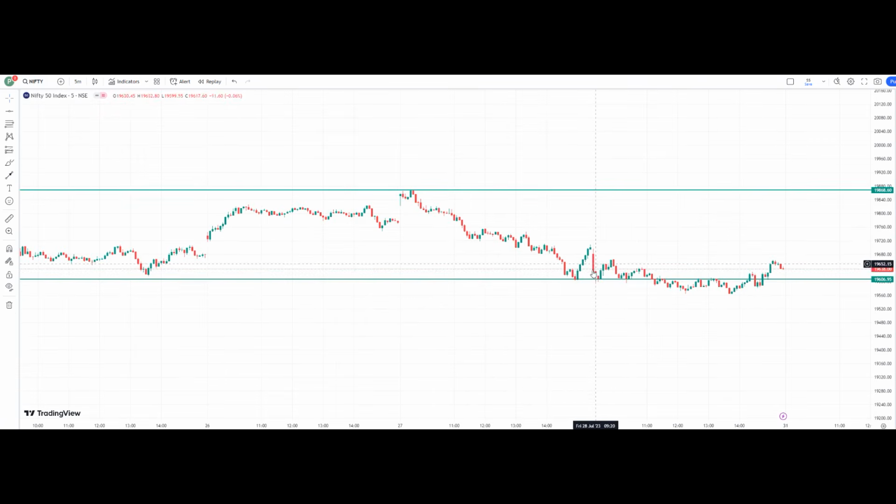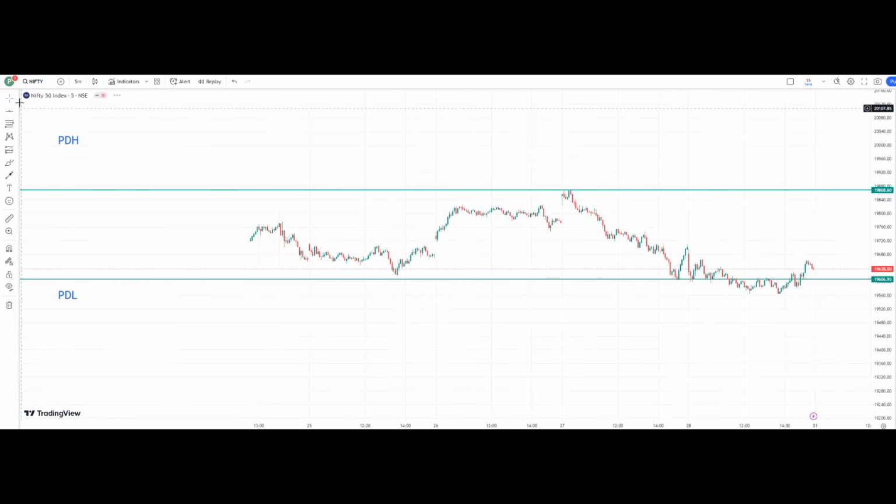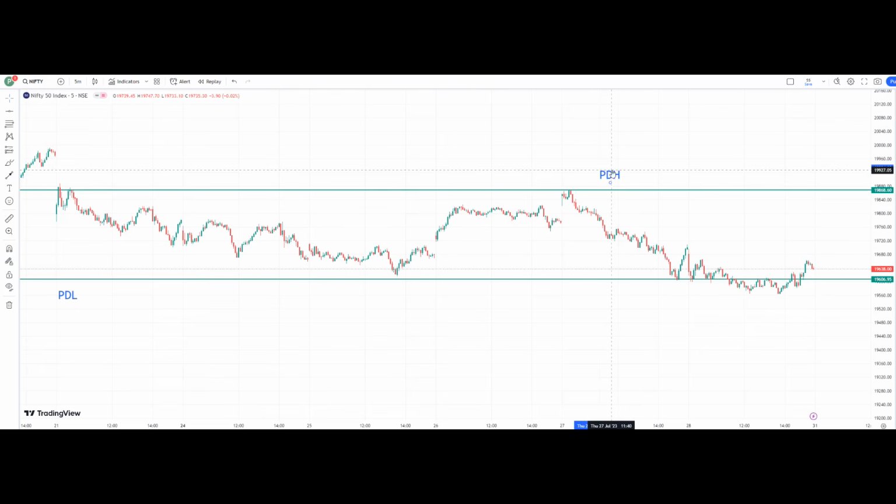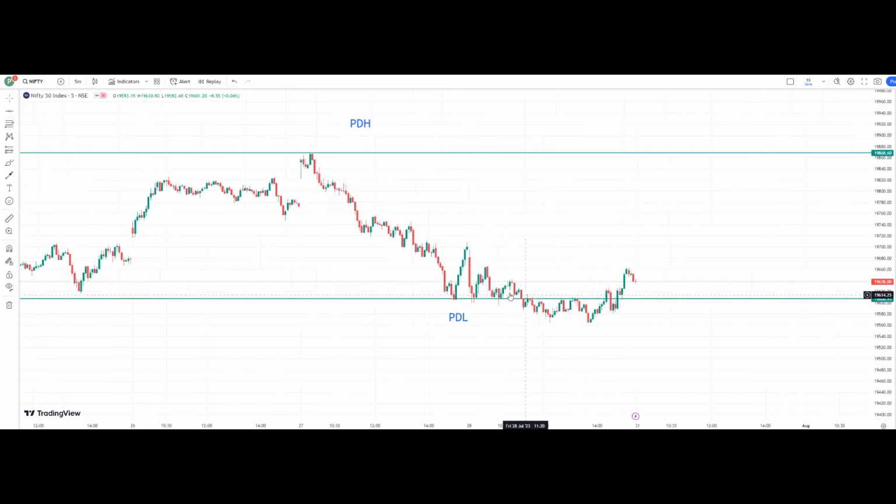Okay. So the next day, that is on the 28th July, we can see that this is the previous day high and this is the previous day low. On the next day, 28th July, the market opened and price took support exactly at the previous day low. So what we can understand from here is that the previous day high and previous day low will act as support and resistance. What is the immediate support for the next day's trading? That is the previous day low. So here price took support and from there we can see that the price bounced.